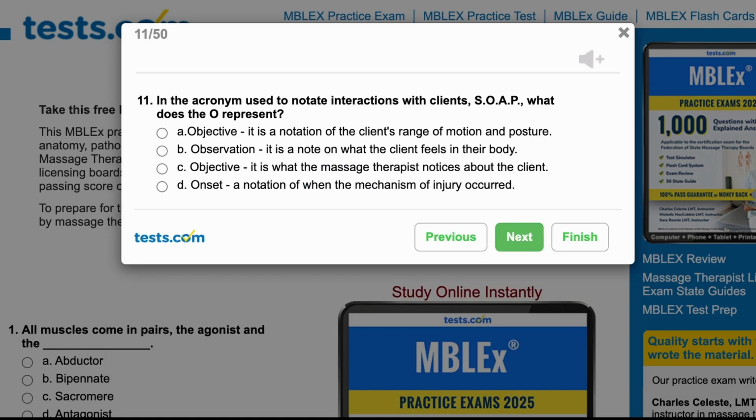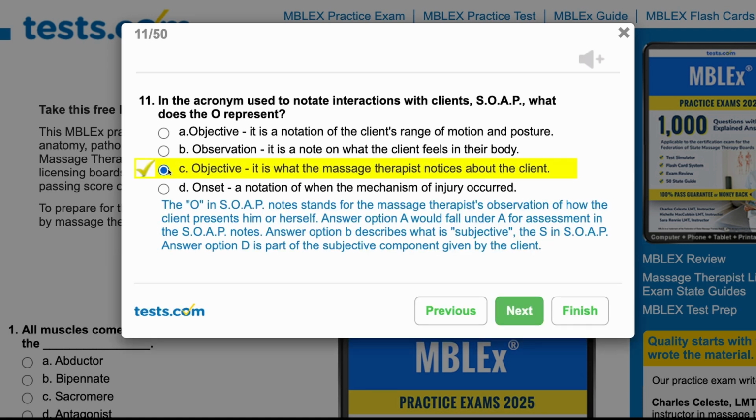Question 11. In the acronym used to notate interactions with clients, SOAP, what does the O represent? A. Objective. It is a notation of the client's range of motion and posture. B. Observation. It is a note on what the client feels in their body. C. Objective. It is what the massage therapist notices about the client. D. Onset. A notation of when the mechanism of injury occurred.